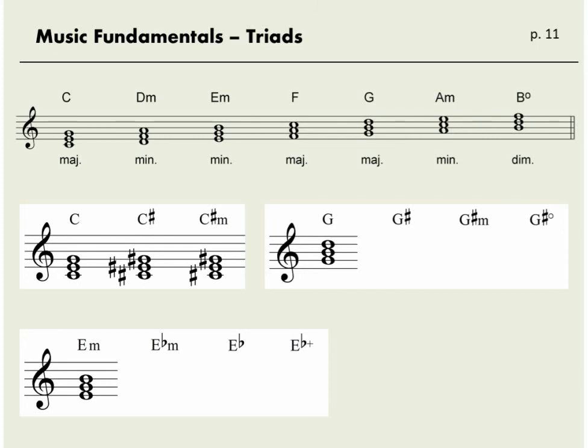Let's look at three other chords with a G spelling. G, B, D is G major. To make G sharp major, we'll raise all three. To make G sharp minor, we lower the third. Now to make G sharp diminished, we lower the fifth.